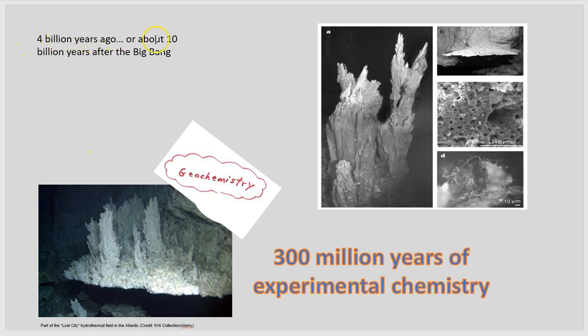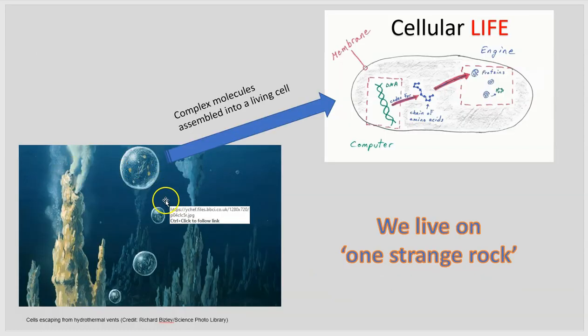Some 4 billion years ago, or about 10 billion years after the Big Bang, deep under the oceans in these rocky volcanic vent structures, lots of scientists think some really interesting chemistry was cooking up in these little rocky chambers. And just think about the time frame. We're talking about hundreds of millions of years of experimental chemistry going on in these rocky chambers. And the idea is that at one point in time, those complex molecules assembled into a cellular structure, the first living thing on planet Earth. And if this is the case, then we really do live on one strange rock. It is a rock that produced life.